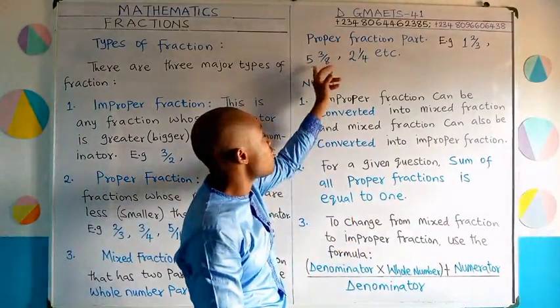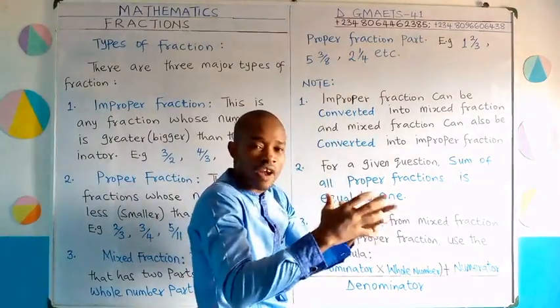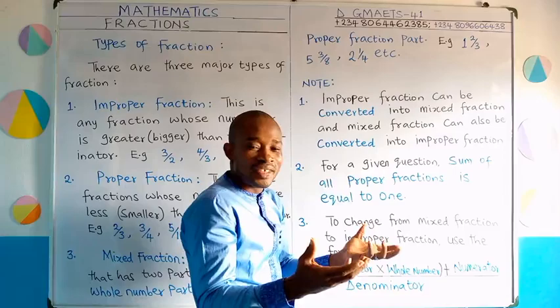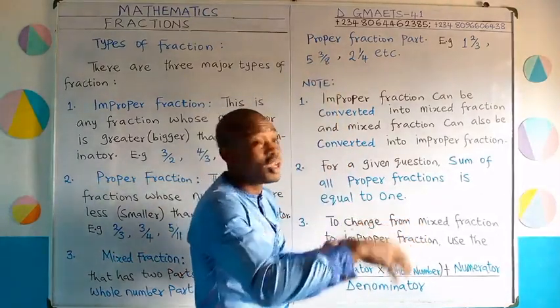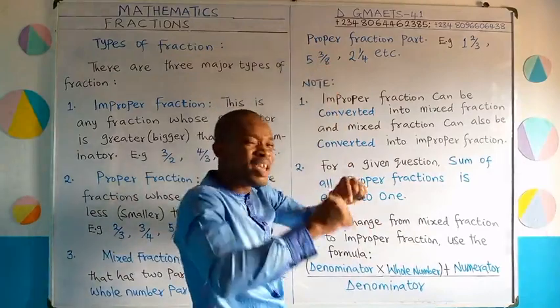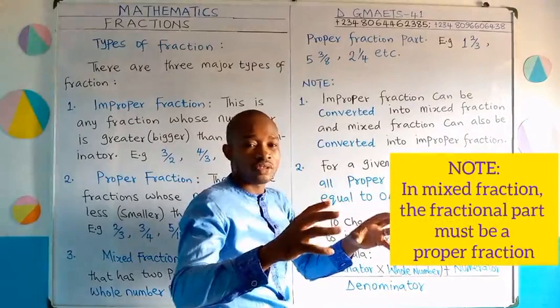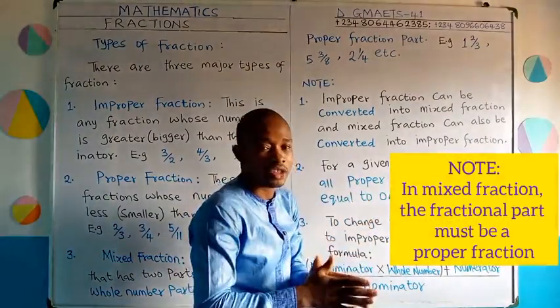Now we have another one, 5 whole number 3 over 8. 5 is a whole number. If I tell you 5 on its own is not a fraction, it's a whole number. So 5 is the whole number part of this mixed fraction. Then 3 over 8 is the fraction part. And if you look at this 3 over 8, it is a proper fraction. So always remember that. In mixed fraction, the fraction part is always a proper fraction.